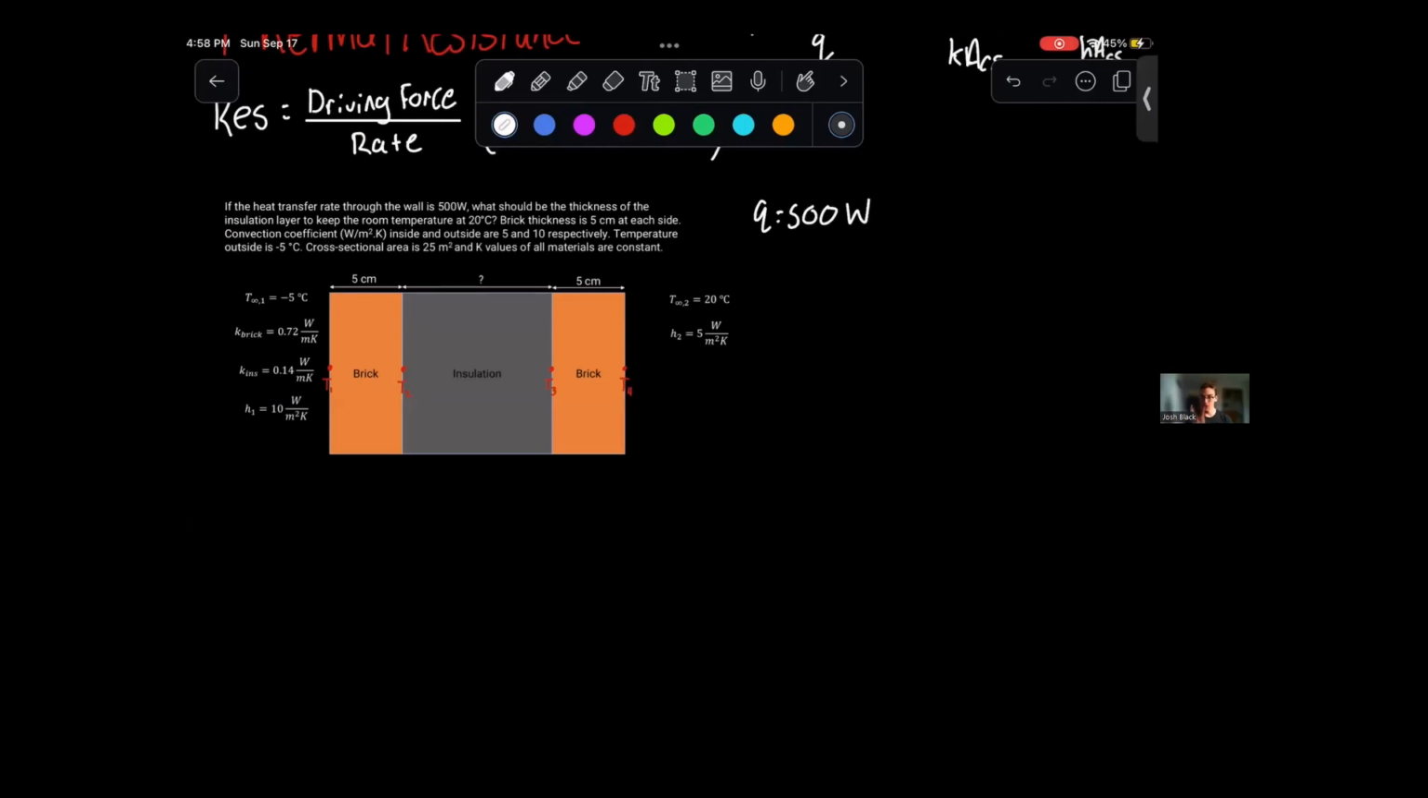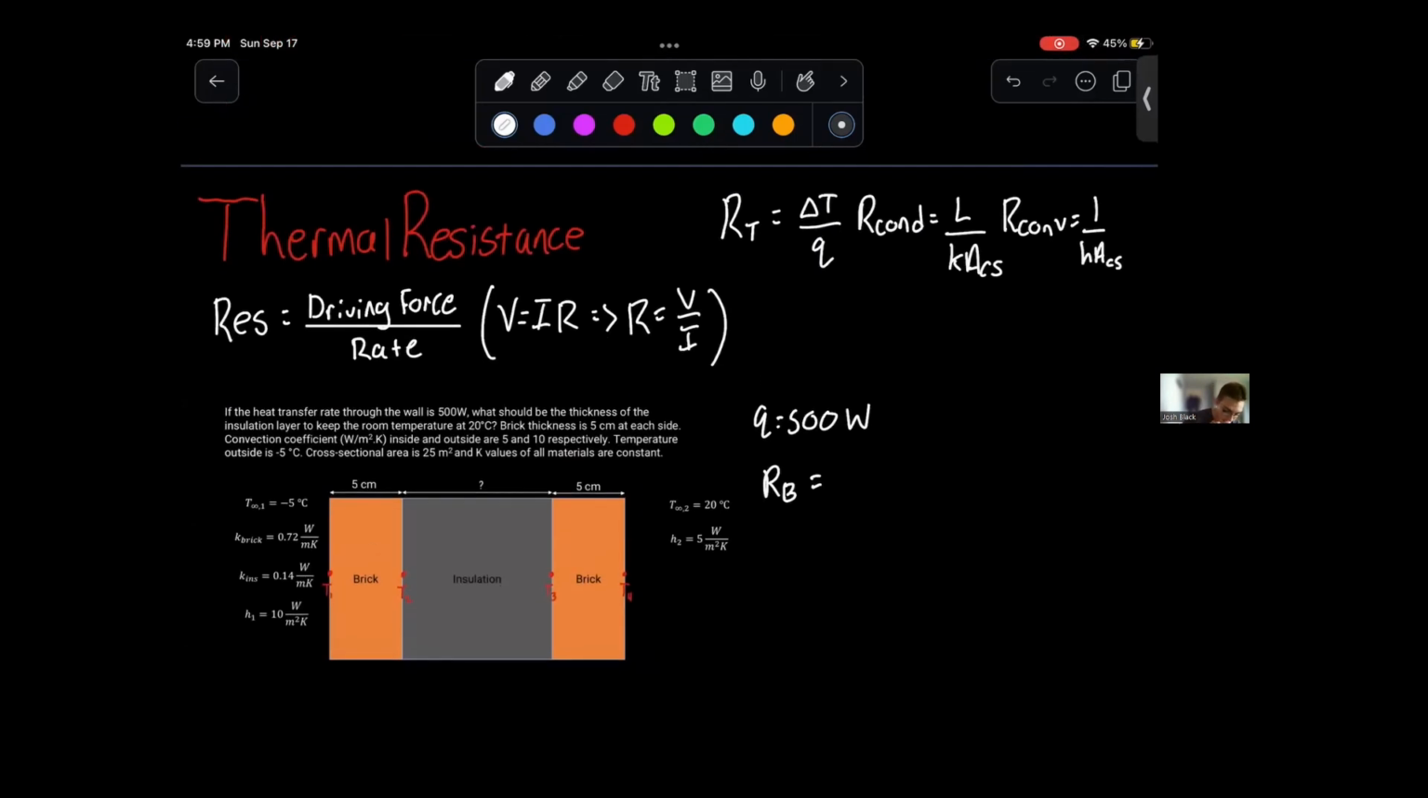Let's find out the resistance in each slice, in the brick, in the insulation, and in the other brick. So our brick is going to be the same for both, because we have the same thickness of brick, K is consistent, all that stuff's cool. So the thickness, L, is 0.05 meters, divided by K, which is 0.72, times the cross-sectional area, which is the same, 25. This is going to be 2.778 times 10 to the -3. The resistance of the insulation, we don't know how thick it is. So it's going to be L divided by 0.14 times 25 meters squared.